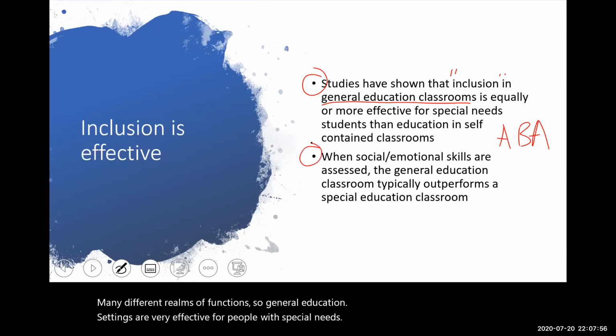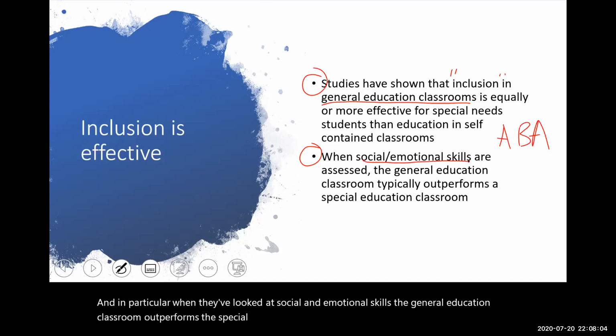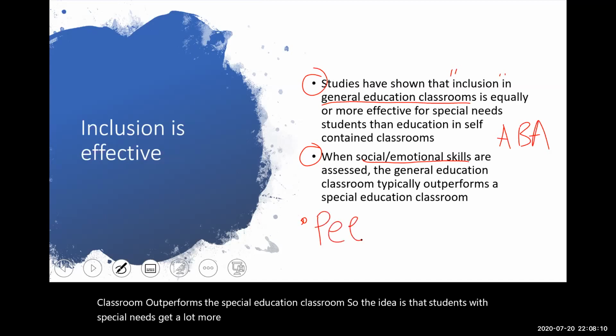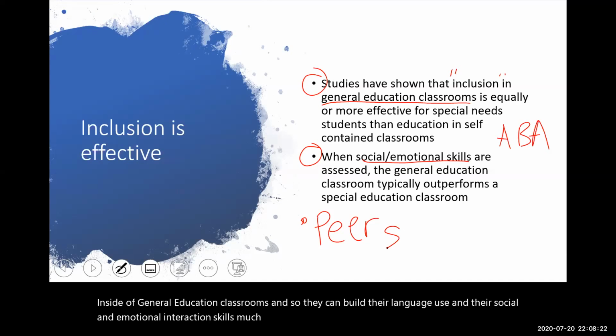And in particular, when they've looked at social and emotional skills, the general education classroom outperforms the special education classroom. So the idea is that students with special needs get a lot more interaction with their peers inside of general education classrooms. And so they can build their language use and their social and emotional interaction skills much more effectively within a general education classroom.